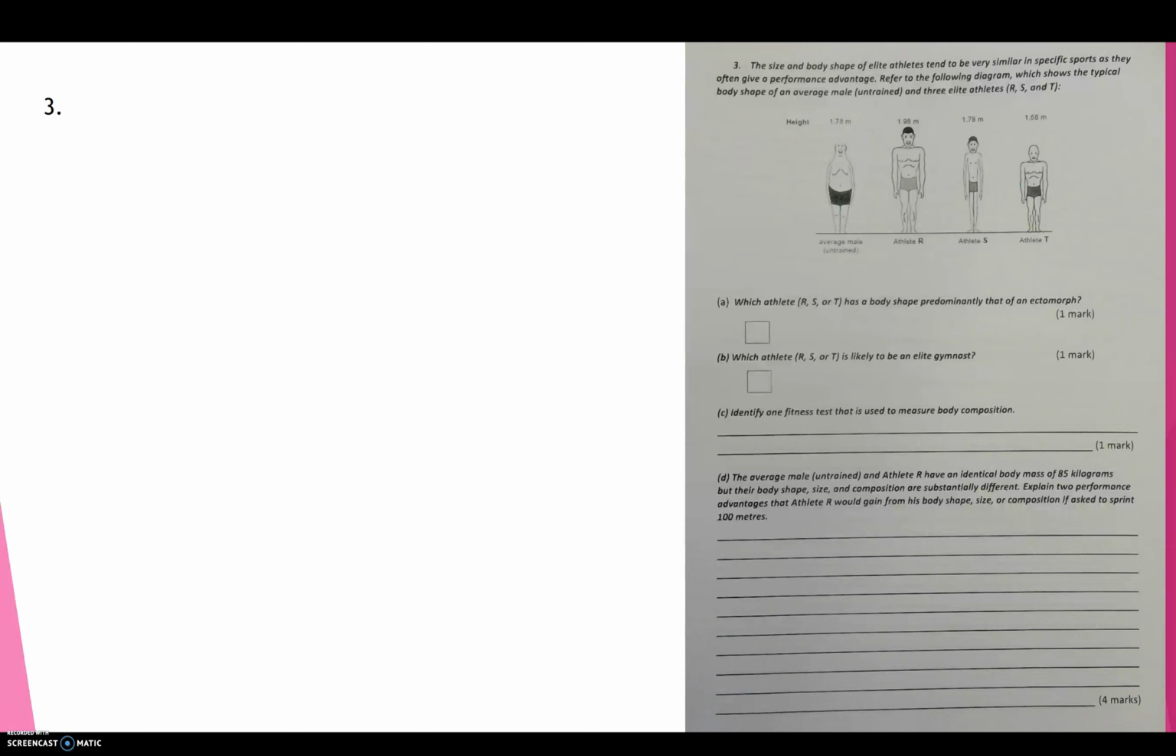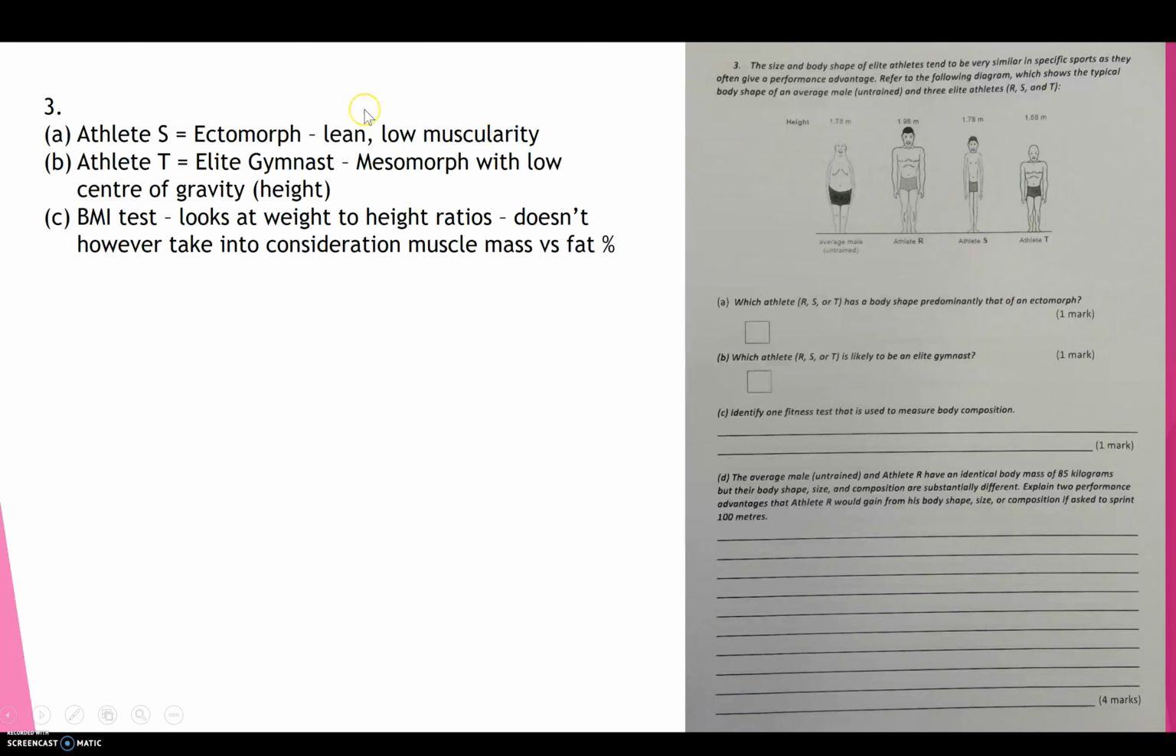The size and body shape of athletes tend to be very similar in specific sports. They often give an advantage. So we're looking here at different somatotypes. Which athlete, R, S, or T, has the body shape of an ectomorph? So we're looking at ectomorph: lean, low muscularity. So that would be athlete S.